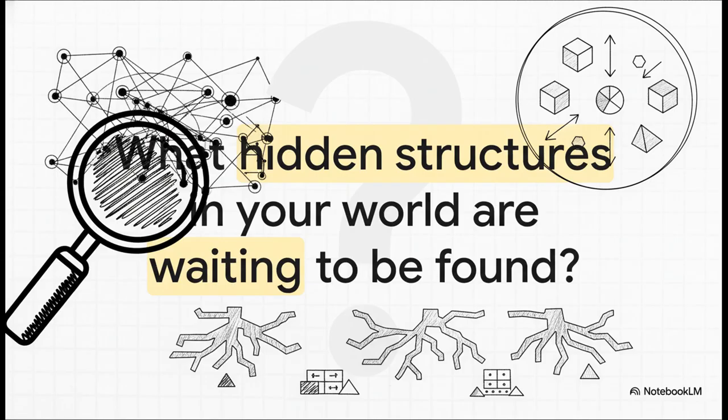So if you take one thing away today, let it be this. Eigenvalues and eigenvectors give us a brand new way of seeing the world. They give us a lens to break down complex systems into their most fundamental, most important parts. Which really just leaves me with one final question for you to think about. What hidden structures in your world are just waiting to be discovered?